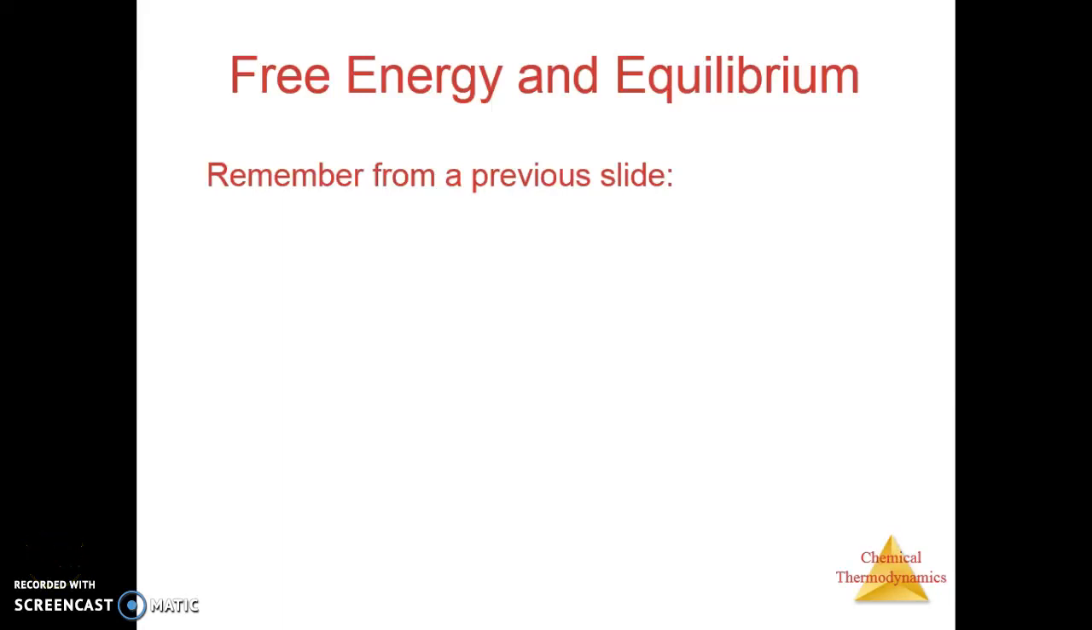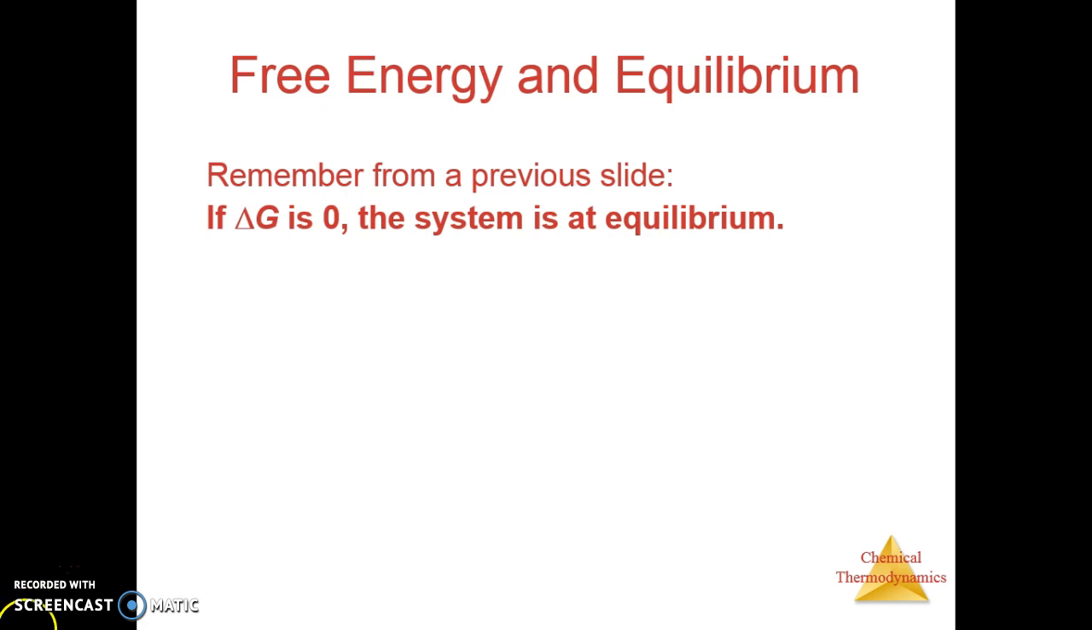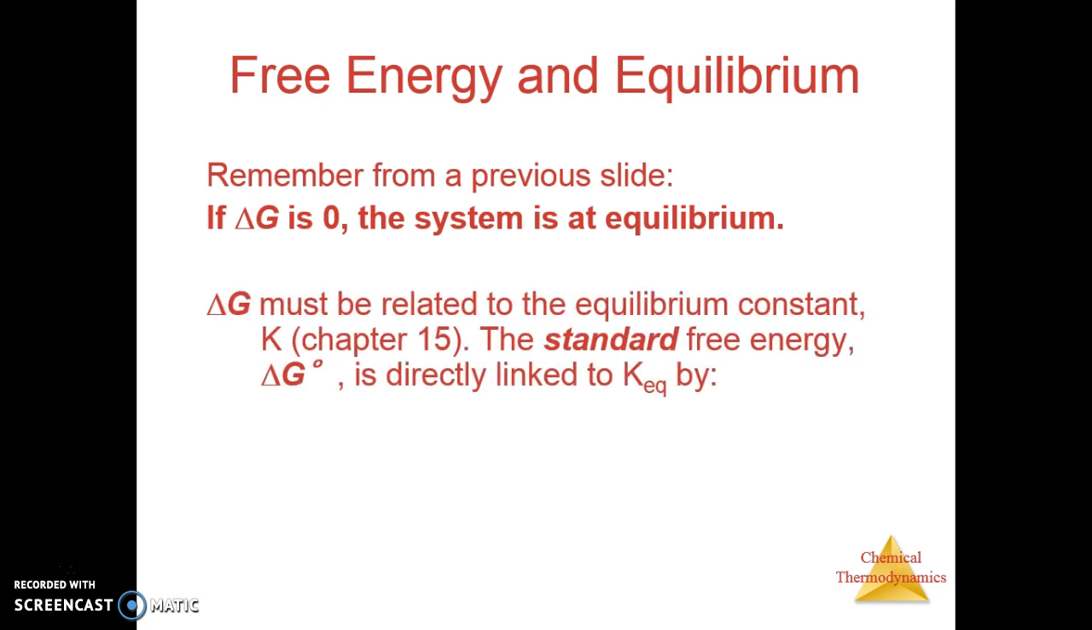So in this video, we're talking about the relationship between Gibbs free energy and equilibrium. If you remember from a previous slide, we said that when a system's at equilibrium, the free energy is zero. You've got a system where both the forward and the reverse reaction are going simultaneously, and so whatever energy is generated in one direction is consumed in the other, and so the change in Gibbs free energy winds up being zero. So there has to be a relationship somehow between Gibbs free energy and the equilibrium constant.